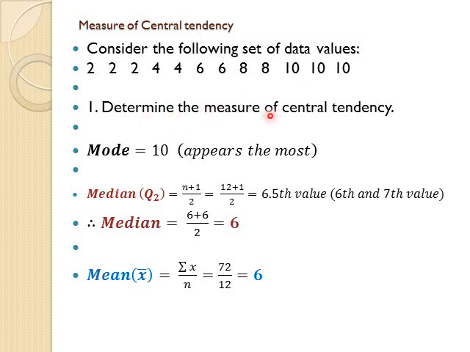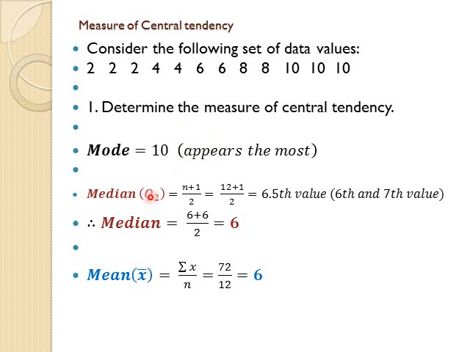Now they say determine the measure of central tendency. So for measure of central tendency, we want mode, median, and mean. So what number appears the most there? I have 3 2s and I have 3 10s. So here I can write mode is 10 and my mode is 2.